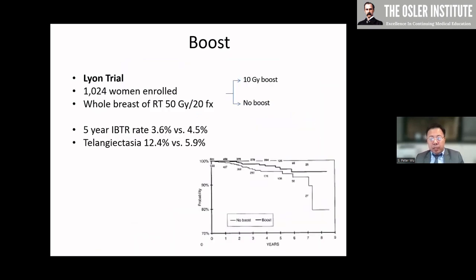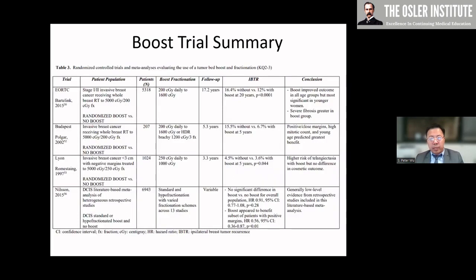Another trial was conducted in France, the Lyon trial, and the whole breast radiation was augmented by a 10 gray boost. Very similar results. There was a marginal improvement in ipsilateral breast recurrence, and also a worsening of telangiectasia, as you might imagine with more radiation. Here are all of the various boost trials: the EORTC, Budapest from Hungary, Lyon trial, and the Nielsen study. Each of which looked at boosts in various populations.